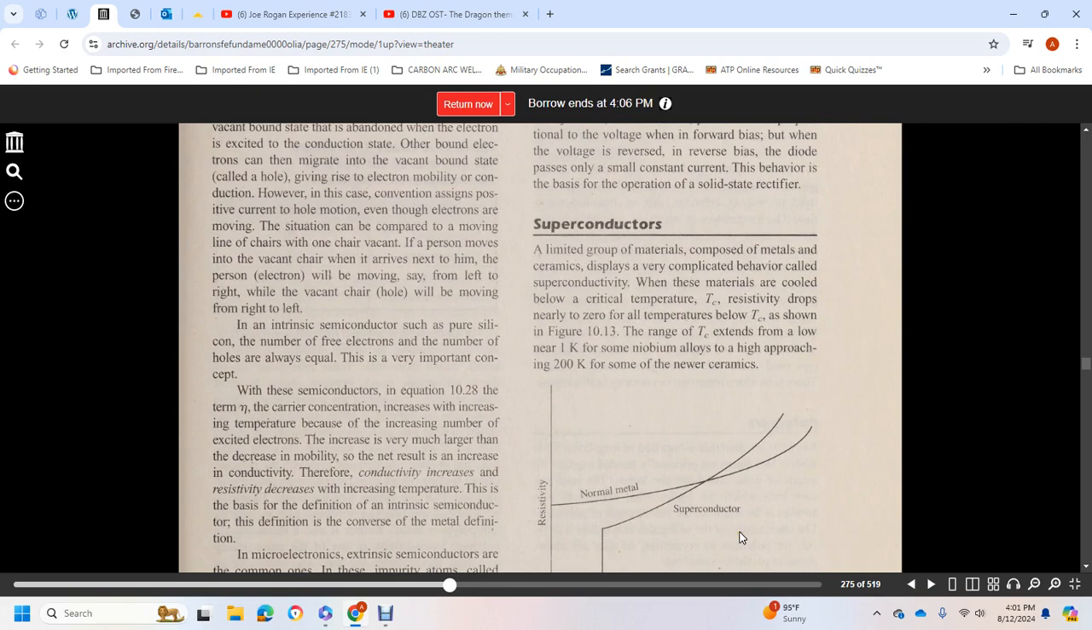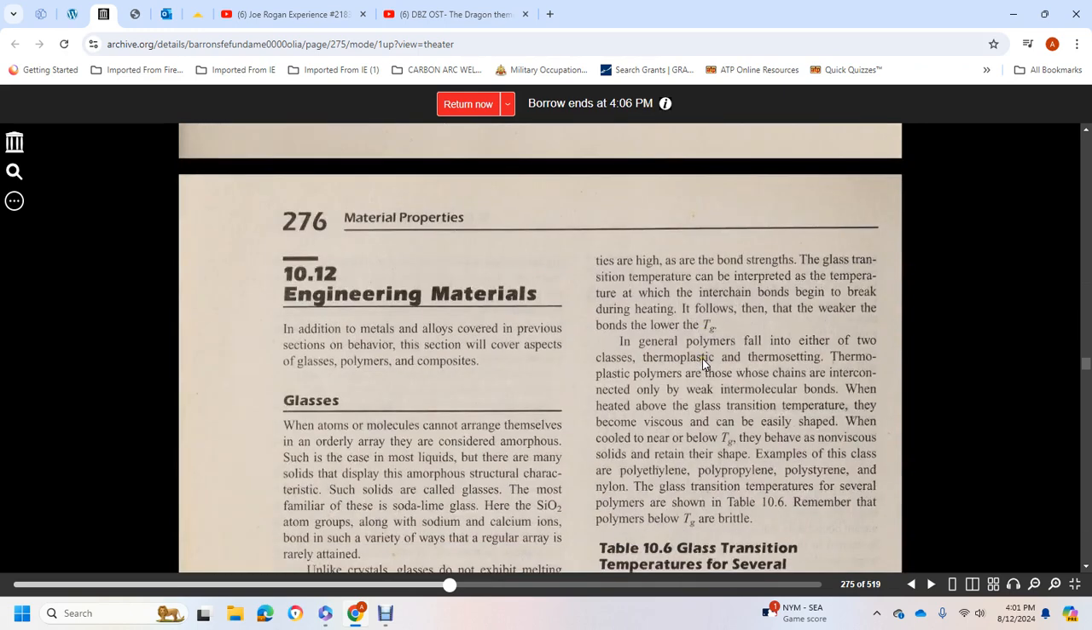Alright, moving on to superconductors. A limited group of materials, composed of metals, display very complicated behavior as superconductors. When these materials are cooled below a critical temperature, resistivity drops to nearly zero. The critical temperature is shown in Figure 10.13. The range of critical temperatures extends from low temperatures, about 1 Kelvin for some niobium alloys, to high, approaching 200 K for some newer ceramics.